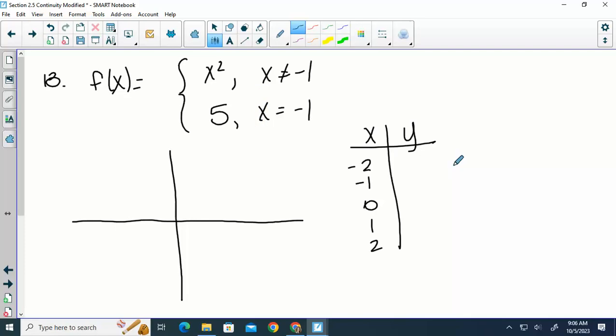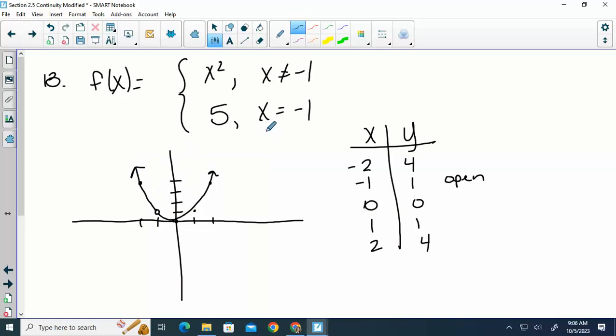So we still have to put in the -1, it will be open. Because it's a quadratic, you might need more than 3 points, so put in whatever you need. If I put in -2, -2 squared is 4, 1, -1, 1, 0, 0, 1, 1, 2, 4. So -1, 1 is open. So we just have a parabola with a hole in it.